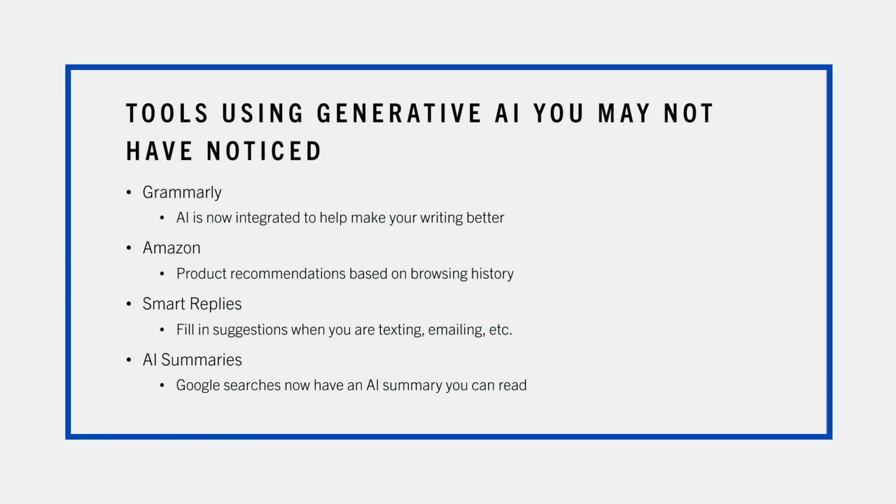In a more general sense, smart replies are also a form of generative AI. You might be noticing now that when you're texting someone or emailing someone, it is suggesting to fill in what you're already saying and end your sentence. This is another example of generative AI. And lastly is AI summaries. You might have seen these many different places, but one popular place is seeing these on Google. Now, when you search on Google, you often see an AI summary at the top of the page that gives you a brief overview of what you're searching for.